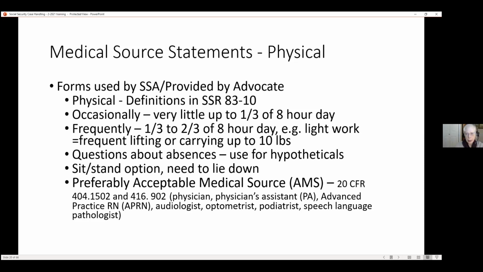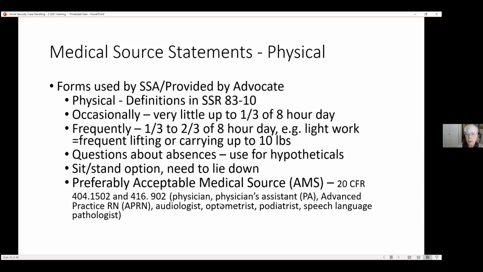So light work involves frequent lifting or carrying of objects of, no, I think that's 20 pounds. That's a typo. Absences, sit-stand option, all these types of things are defined in SSR 83-10. If you're going to send a medical source statement, it would be better if you send it to an acceptable medical source.